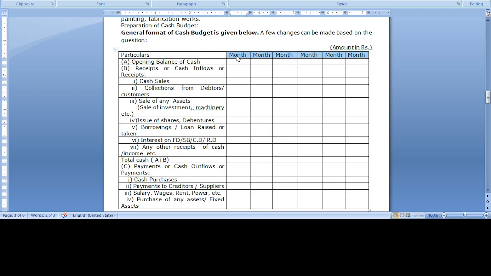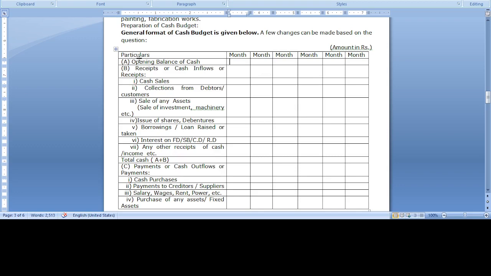Suppose you have January to June information, you have to take the first month as January, second one February, like that up to June. If your question is related to July to December, take the first month as July, at the end December. Suppose you have only 3 months' information, you maintain only 3 columns for months and there is no need to prepare 6 months columns in the cash budget.